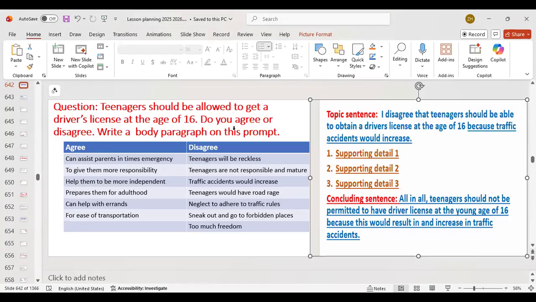If I'm doing one support, like one thing, if I say teenagers will be reckless, can I use another one of those to back it up, if it makes sense? Yeah, if it makes sense. If you say that teenagers could be reckless, then that means they're reckless because they're not responsible and mature. So sometimes they could overlap, but just stick with whatever one you're talking about. Okay, thank you. Good.